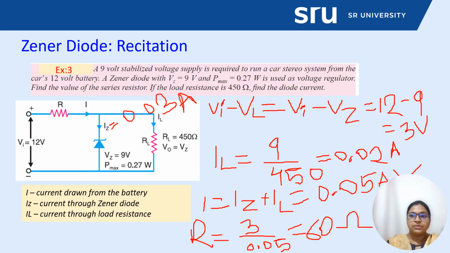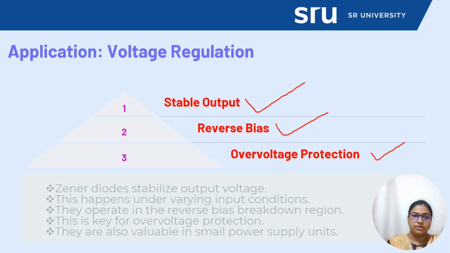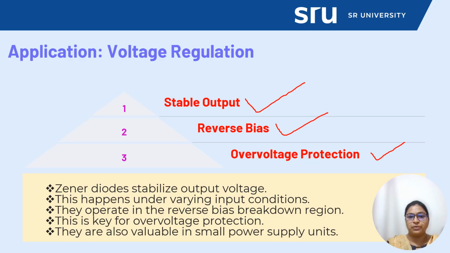Now let us see the main applications of a voltage regulator. First is the stable output, next is the reverse bias, and third is over voltage protection. The Zener diode basically stabilizes the output voltage under varying input conditions. They operate in the reverse bias breakdown region. This is the key for over voltage protection, and they are also valuable in small power supply units.